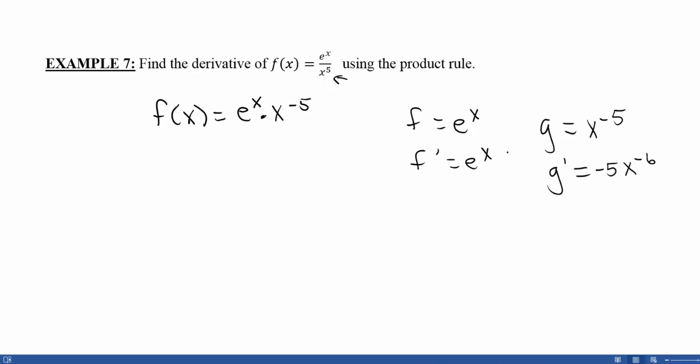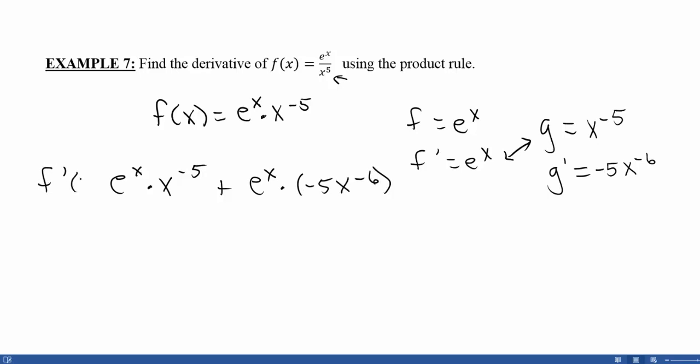So now applying our product rule, we're going to do f prime times g. So we have e to the x times x to the negative 5 plus f times g prime. So e to the x times negative 5x to the negative 6.